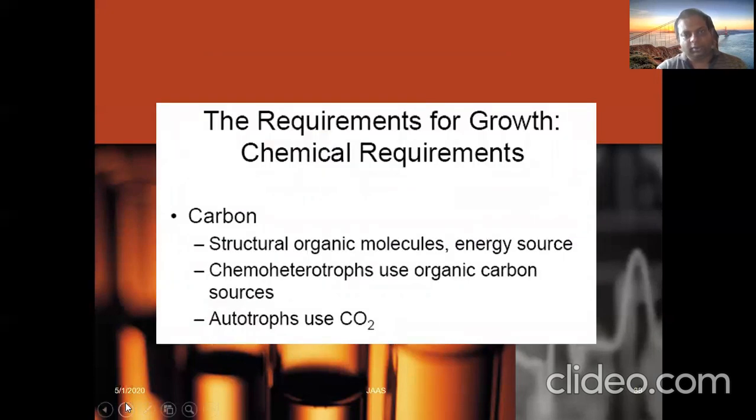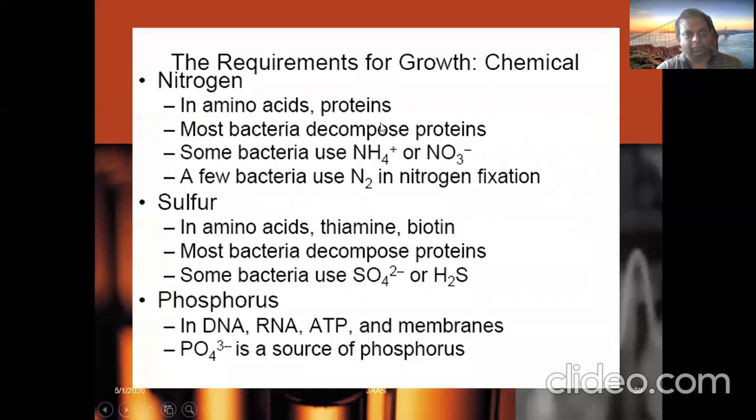Requirements for growth: physical, then chemical. As we all know, carbon is a fundamental element. It is required as an energy source. Chemoheterotrophs use an organic carbon source. Autotrophs use carbon dioxide. Likewise, it is there. The requirements for growth of chemicals.